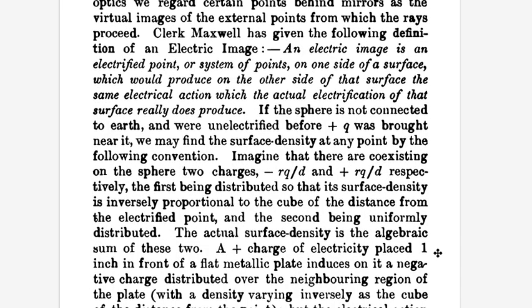Clerk Maxwell has given the following definition of an electric image. An electric image is an electrified point, or system of points, on one side of a surface, which would produce on the other side of that surface the same electrical action which the actual electrification of that surface really does produce. If the sphere is not connected to Earth, and were unelectrified before plus q was brought near it, we may find the surface density at any point by the following convention.